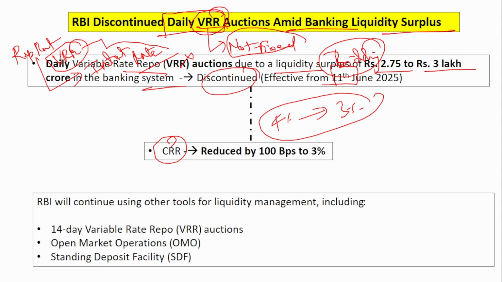But other tools will be in function. That is, RBI will continue using other tools for liquidity management. That includes 14-day variable repo rate operation, then open market operation, standing deposit facility. These all will be available. Only this tool has been removed from the market as of now.